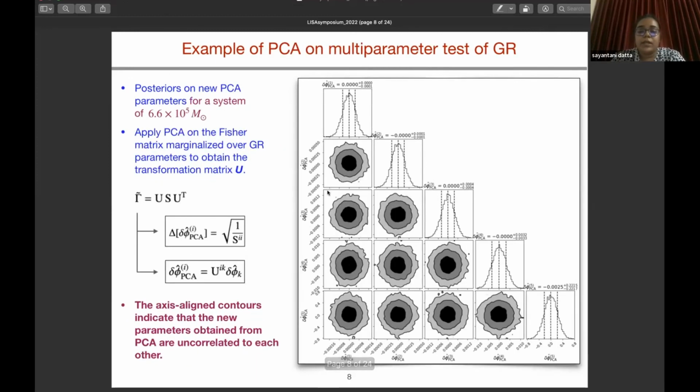Carrying out this transformation on the previous example, the contours are all axis aligned and the constraints are better. So this tells us that the correlations between the PCA parameters are lifted, and in turn we have constructed best measured linear combinations of the deformation parameters, which are themselves null variables.